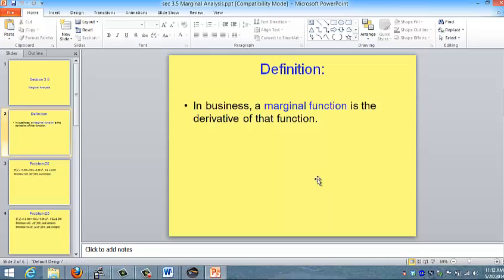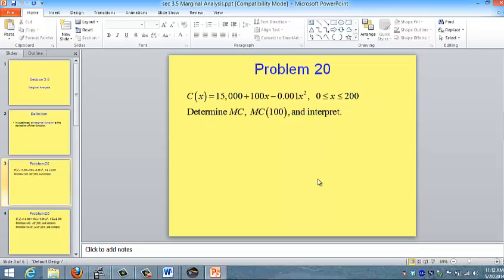That might make sense to you because the derivative gives us the slope of a tangent line. And the slope of a tangent line, well, we're talking about a rate of change. You're going to see some of this here. So I'm going to take problem 20 from your book and use this to start explaining some of the examples. So this is section 3.5, number 20.